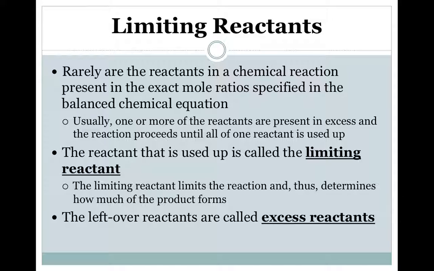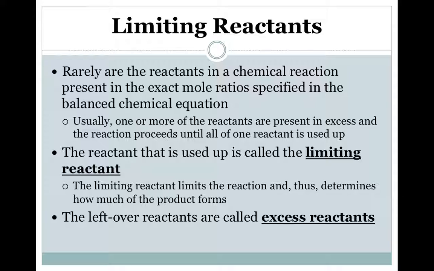So what usually happens is one or more of the reactants is present in what we call excess, meaning extra, and then the reaction proceeds until all of one reactant is used up. If we go back to the cookie analogy, usually you or your mom have plenty of flour, plenty of sugar, so you take a cup or two out of those containers, but generally you only have one bag of chocolate chips. And you're going to use all those chocolate chips in your cookie. So the chocolate chips would be the example of the ingredient that is used all the way up.